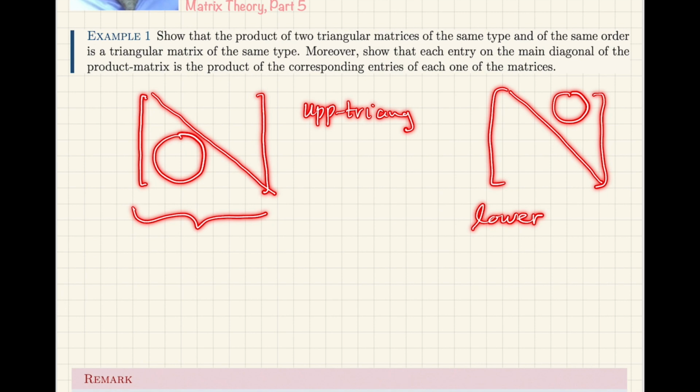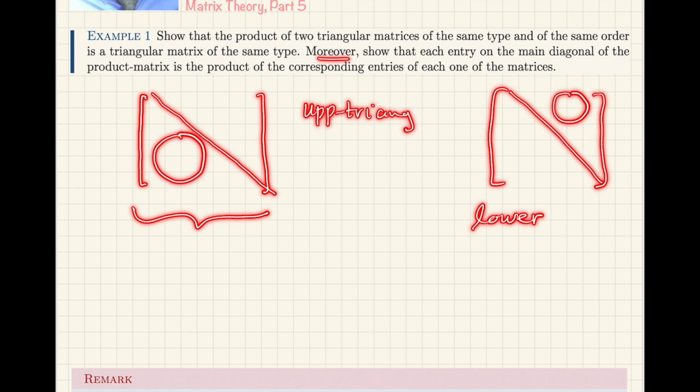Now this example is asking us to prove that if I take two matrices of this type of the same order, because if they are not of the same order, we cannot multiply them in the first place. But if they have the same order, I multiply them, it becomes again another triangular matrix of the same type. If you are multiplying upper triangular matrices, you get an upper triangular matrix at the end. And if you're multiplying lower triangular matrices, you will get a lower triangular matrix.